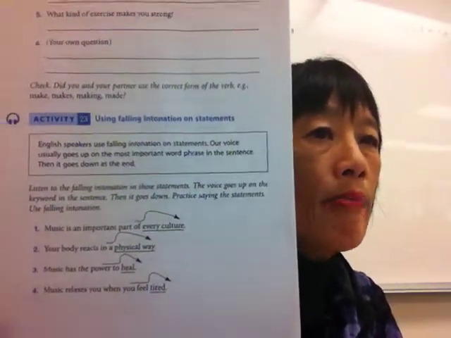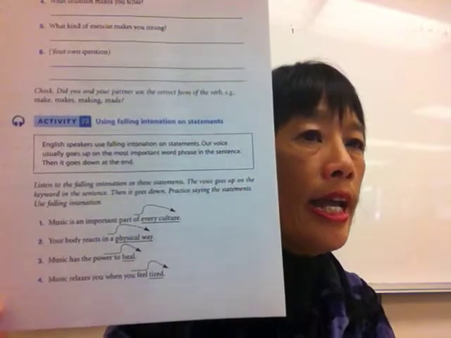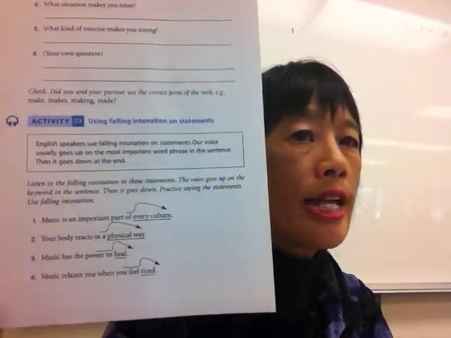Let's look at our intonation. We're talking about using falling intonation on statements. So using falling intonation on statements, this one we have a pattern, okay? Usually English speakers use falling intonation on statements, and our voice usually goes up on the most important word and then down, all right? So it goes up, rises, and then it falls. It rises on the most important word, and then it falls.